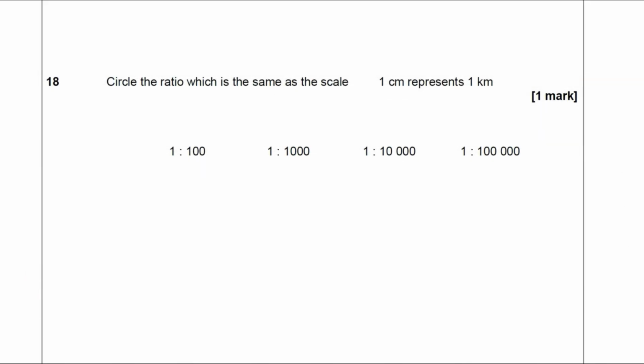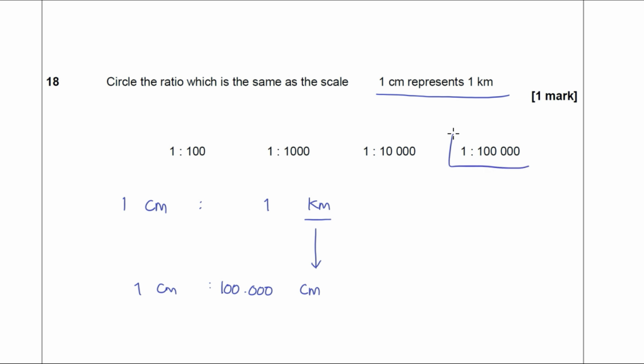18. Circle the ratio which is the same as the scale 1 centimeter represents 1 kilometer. I write it down here: 1 centimeter compared to 1 kilometer. To make the ratio, we need to convert this kilometer into centimeters. So how many centimeters are in 1 kilometer? It is 100,000. So the ratio will be 1 centimeter to 100,000 centimeters, or this is our answer.